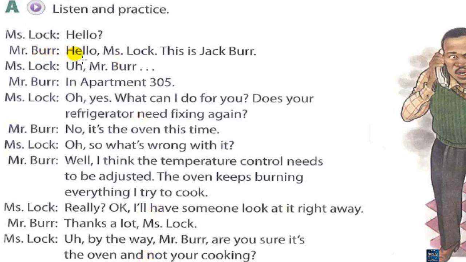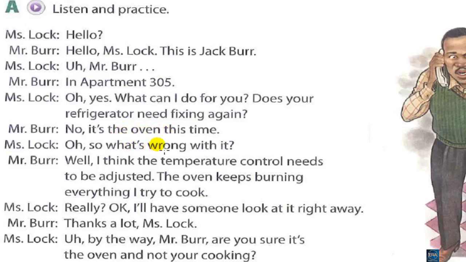Now, please answer this question. Who's calling? Mr. Burr is calling Ms. Locke. Where is he living? In apartment number 305. Flat 305. What was the last problem? The refrigerator needed fixing. Now, what is the problem? It's the oven. The oven of the cooker.